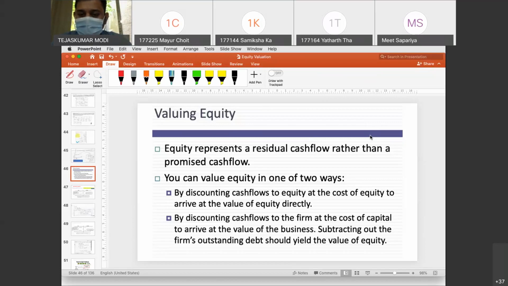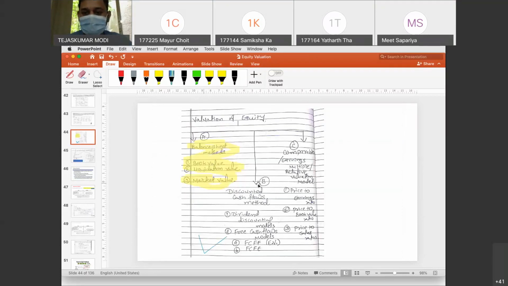Okay. So, yes, we are discussing how do you value equity, and we have discussed various methods of valuing equity. First, we looked at the balance sheet methods, but they are not really relevant because they generally capture the historical value. Then we looked at the discounted cash flows method. In discounted cash flows method, first we looked at dividend discounting models, right? So the value of equity today comes from the expected dividend in the future.